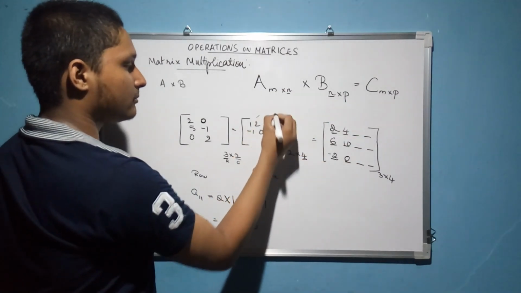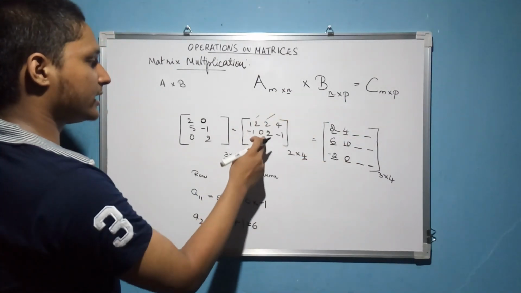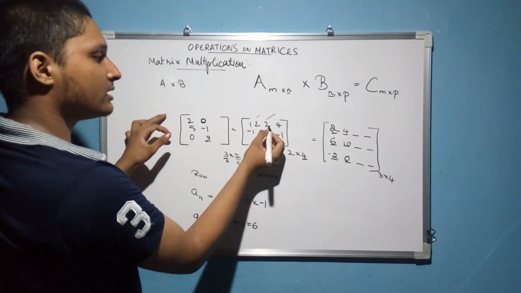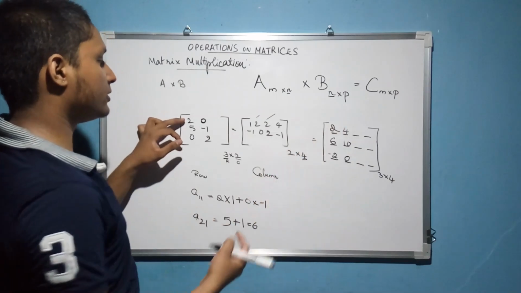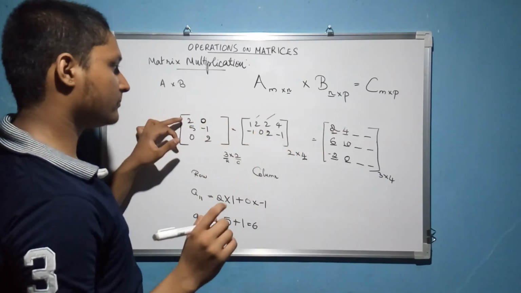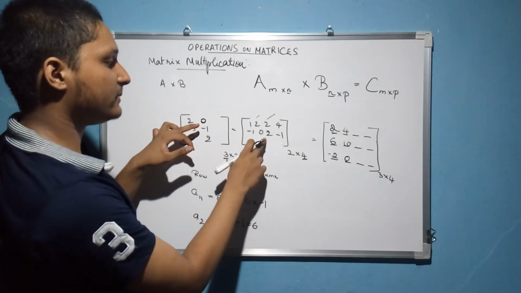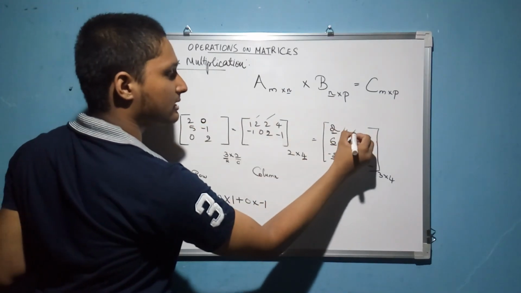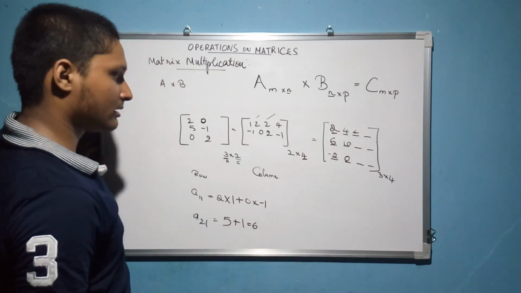For the third column, we need to bother only about this. So we have 2 and 2. You cannot leave out any, like the previous one. Because it is in the first row, it is going to be with this. So 2 multiplied by 2 is going to be 4, and 0 multiplied by 2 is 0 itself. So 2 into 2, 4, is what is going to remain.